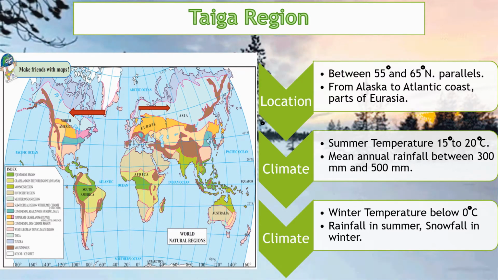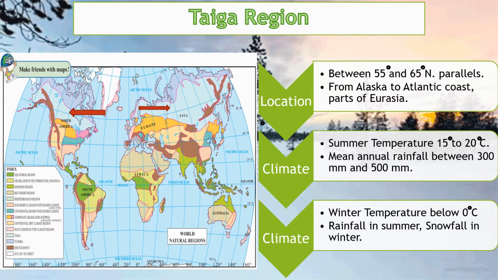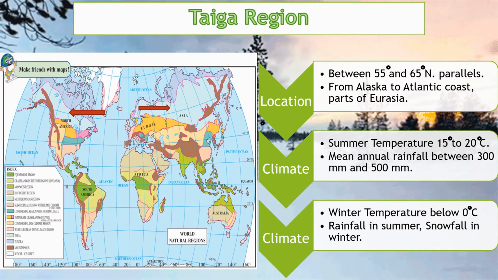The region has long winters and short summers. The annual summer temperature falls between 15 degrees Celsius and 20 degrees Celsius. The mean annual rainfall is between 300 millimeters and 500 millimeters. The winter temperature is 0 degrees Celsius. Rain falls during the summer and the region also experiences snowfall during the winters.